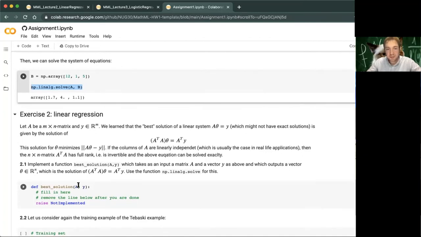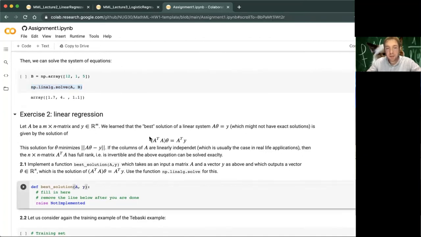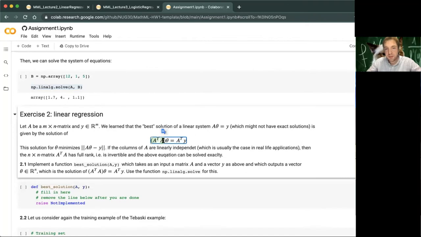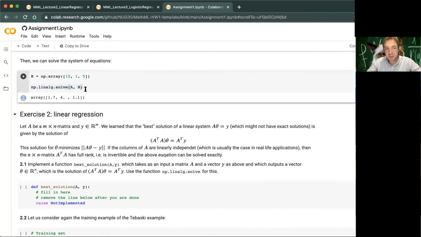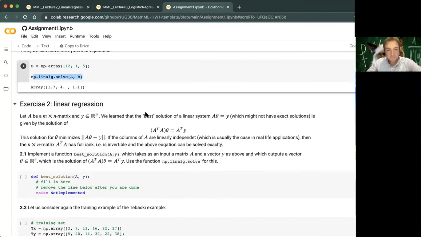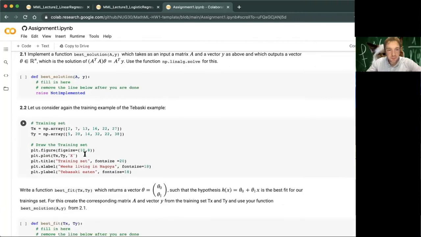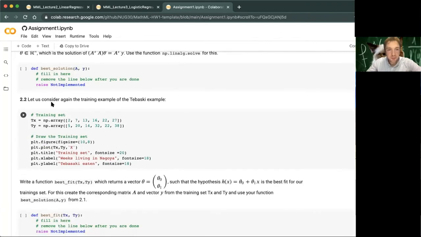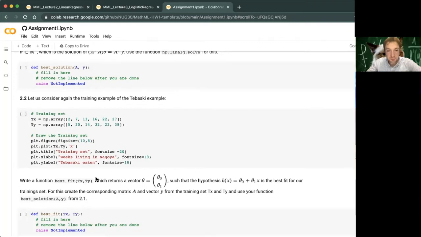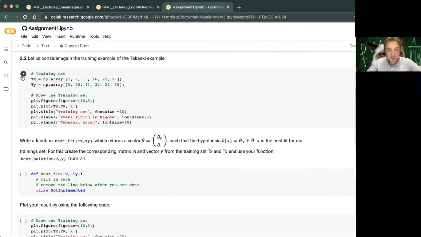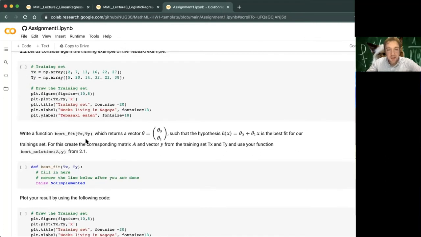So the task here is I give you a matrix A and Y, and then you need to build these matrices A transpose A and the right-hand side here. And then this you can use inside this function here. Okay. And then you can do some plotting. So here's again the Tebasaki example. This is just plotting the data.